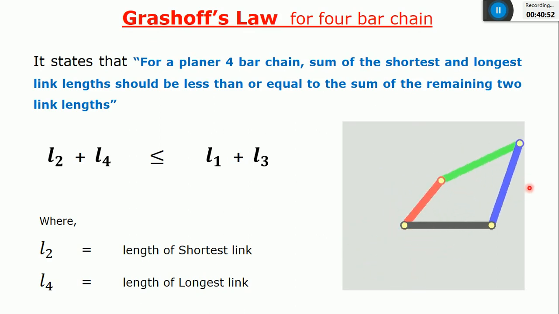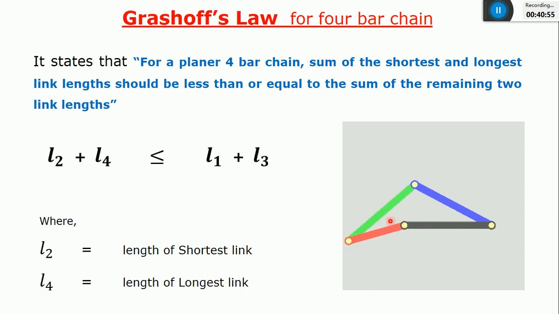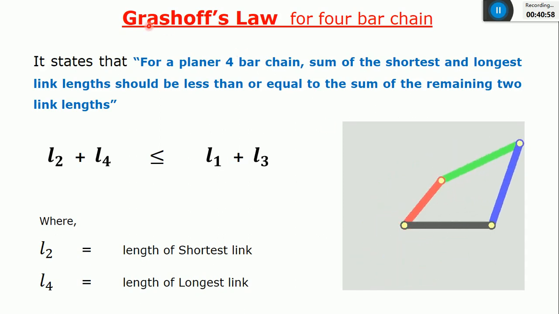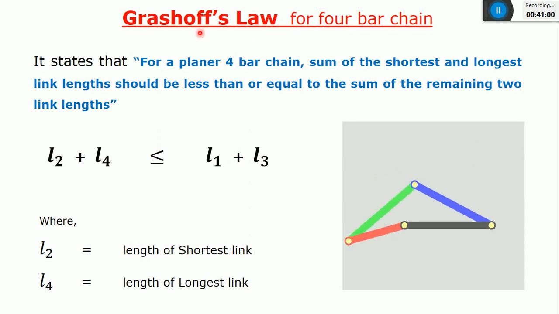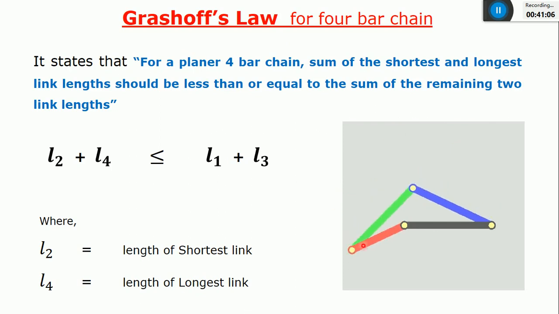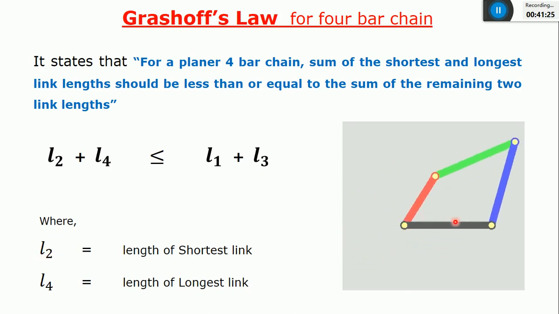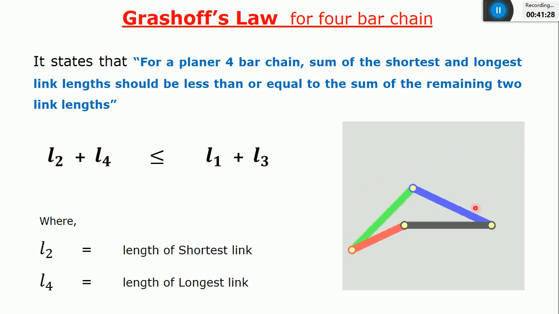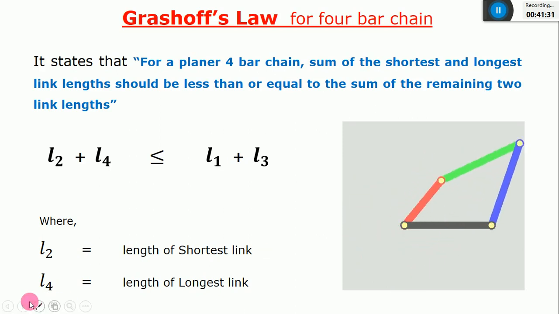If you want to transfer the energy from one point to another, or from one link to another link, this Grashoff law has to be satisfied. I'll consider a 4-bar mechanism. It has 4 links, which I can call L1, L2, L3, and L4. I'll consider the shortest link, the crank in red color, which is L2. The frame is L1. And the longest link is this rocker, blue color, which is L4.